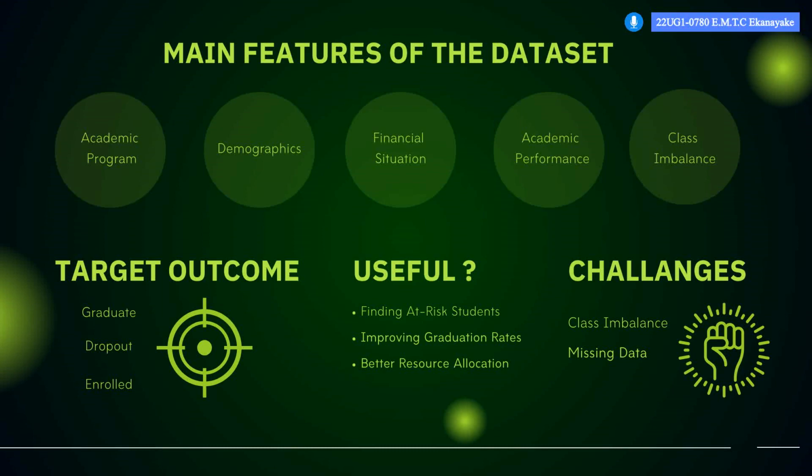Why this data is useful for universities: finding at risk students helps identify students who might drop out so universities can provide support. Improving graduation rates helps universities understand why students drop out and find ways to help them stay. Better resource allocation helps direct support like financial aid or tutoring.